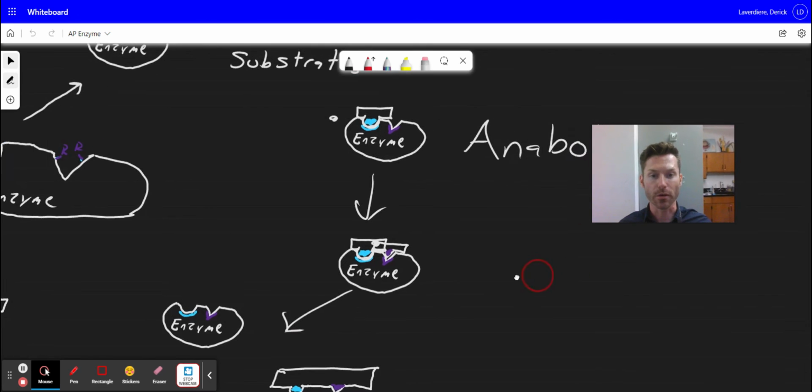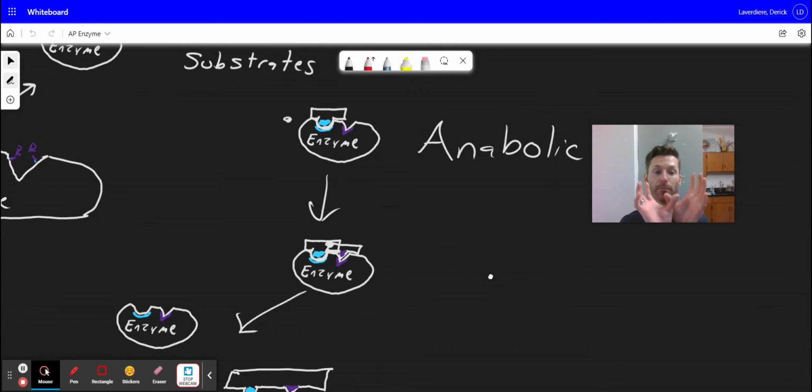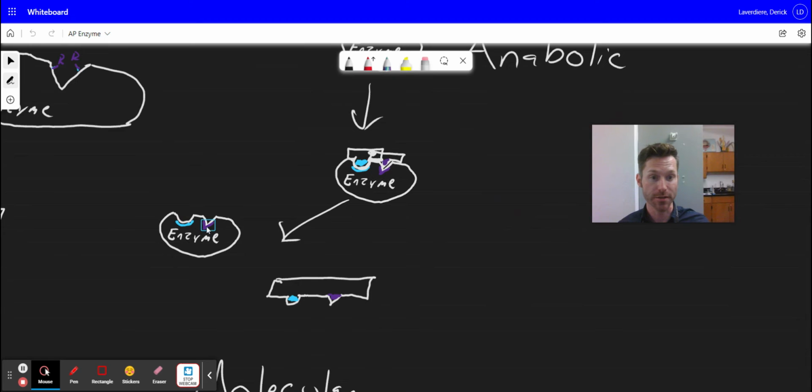And so it grabs both of the substrates and it pushes them together, right, and it makes the reaction occur. So if this is substrate A and this is substrate B, the enzyme puts them together, chemical reaction occurs, and we get molecule AB. Okay. And so when we have enzymes building molecules, that is anabolic. This is the building of new molecules. Okay. So here's the enzyme completely unchanged, ready to go find more substrates, build more molecules, and here's our new molecule AB.